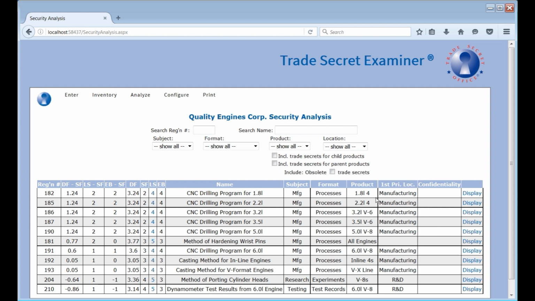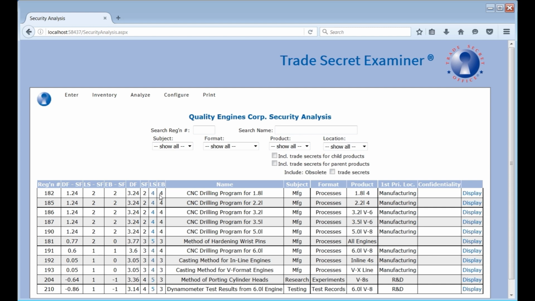Management thinks our manufacturing location has a 4 for location security. But the security factor that the fellow entered when he entered the trade secret is only a 2. This could indicate that the security policies we think are in place aren't being followed in that location. And finally, the economic benefit minus the security factor.